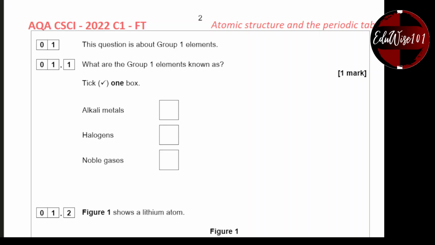This question is about group 1 elements. So what are the group 1 elements known as? They are basically asking for the name of group 1 elements. That would be alkali metals. The answer is alkali metals.